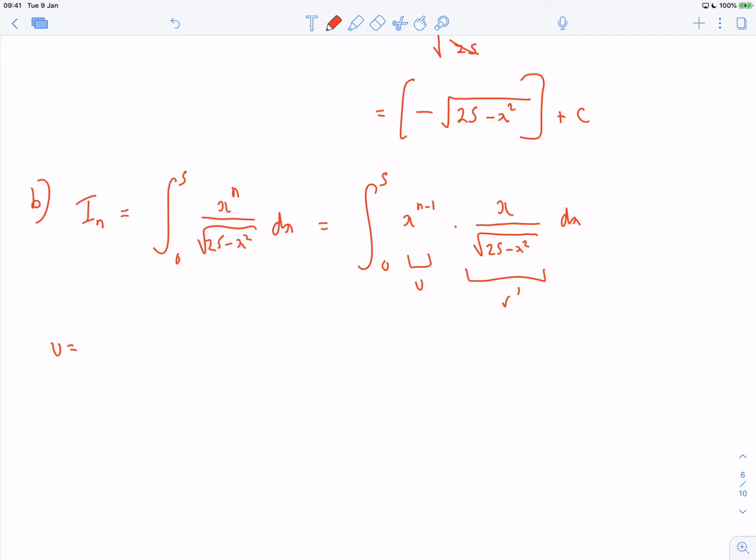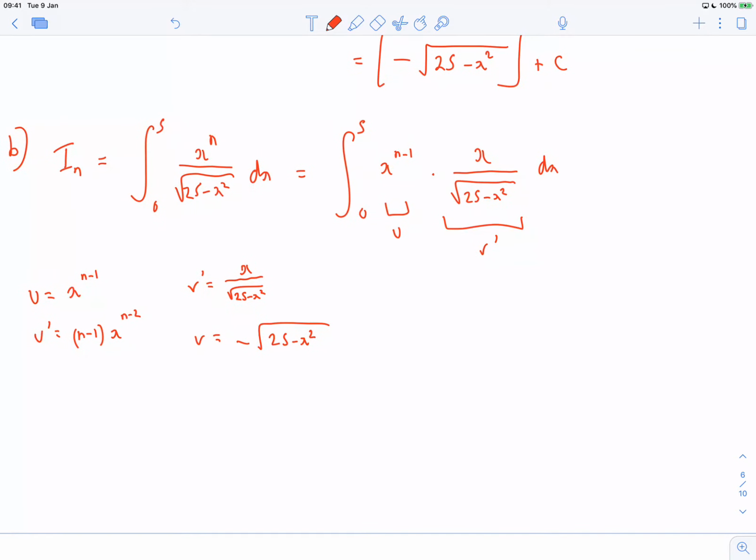Then by parts, u is x to the n minus 1, and u dashed is going to be n minus 1, lots of x to the n minus 2. v dashed is, well, what we've got, which is x over the square root of 25 minus x squared, and v is just going to be the negative square root of 25 minus x squared. That's it.